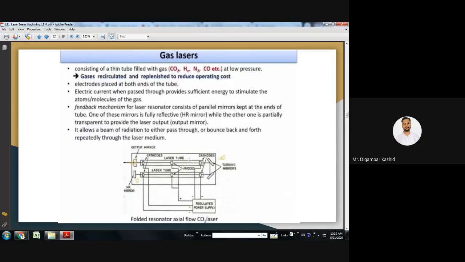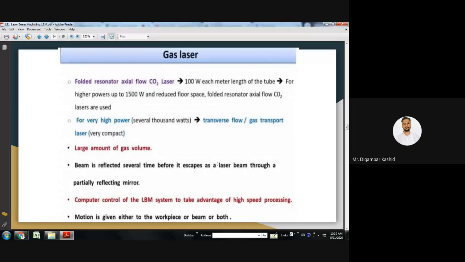Here I have shown the diagram also. You can see small tubes are used, so it is a folded resonator axial flow laser. For very high power, several hundred thousand watts, a transverse flow gas transport laser, which is very compact, is used. A large amount of gas volume is required in that case. The beam is reflected several times before it escapes as a laser beam through the partially reflecting mirror.